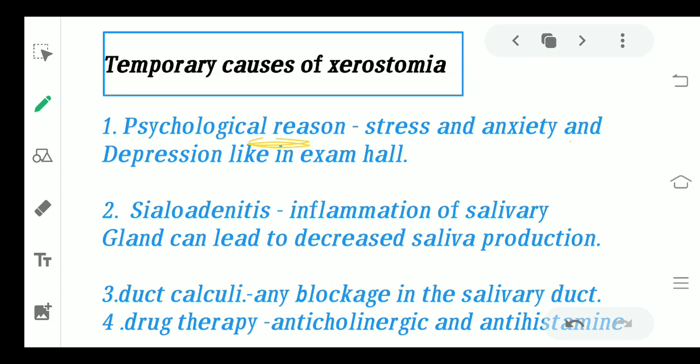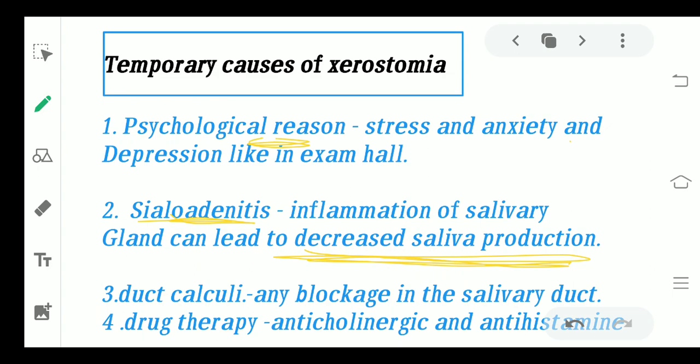The next condition which we have is sialoadenitis. What happens in sialoadenitis is that there is inflammation of the salivary gland, and due to this inflammation the saliva production in the mouth is decreased, which leads to dryness of the mouth.